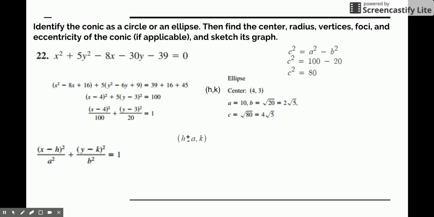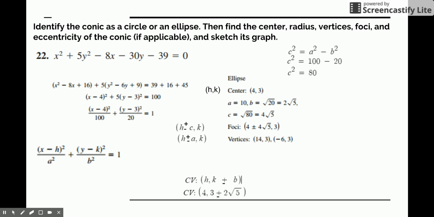And from this, you can start plugging in the points of the vertex. Well, you know the vertex is going to be on the x-axis because it's a horizontal ellipse. So all you do is you add h plus or minus a. And a, in this case, is going to be 10. So you get the vertices 14, 3 and negative 6, 3. You also can do the same for the foci as well, h plus or minus c, k. And the reason is because the foci always go onto the dominant side. You saw in the last problem it went onto the y side, well, this time it's on the x side. So you get 4 plus or minus 4 rad 5, 3.